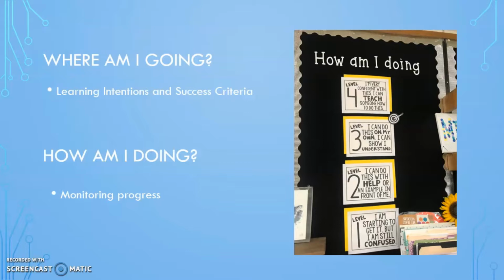This is the true feedback part. All students need to have their progress monitored. Students need to know if what they're doing is aligning with your criteria, your expectations, and if they're on the right path to showing success. This can be beneficial for both students and teachers.